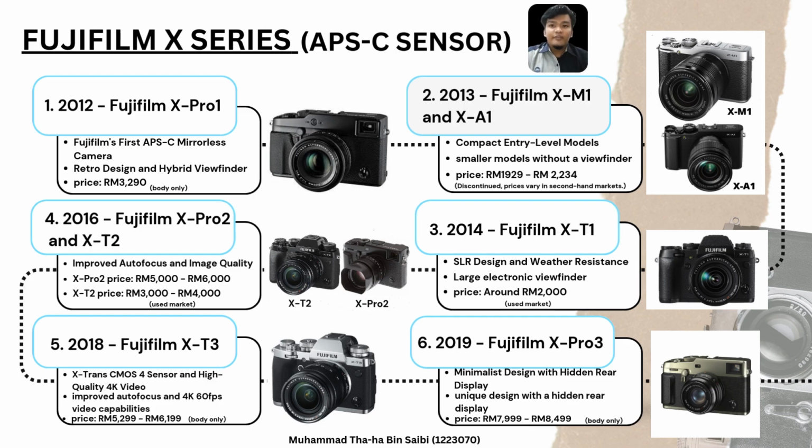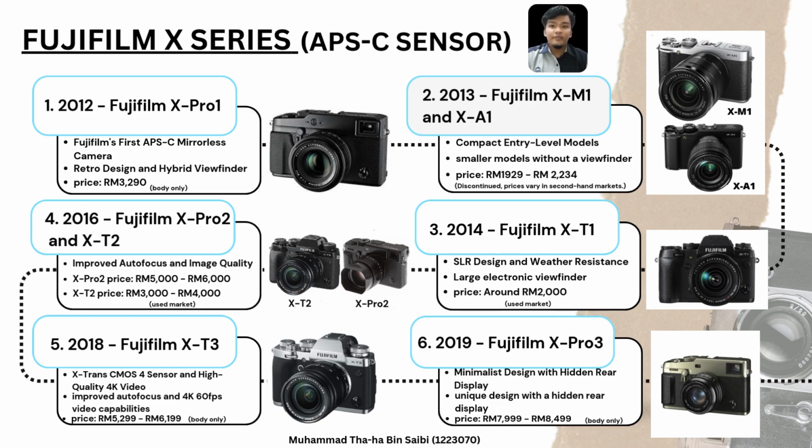Next is Fujifilm X-T1 in the year 2014. This camera has an SLR design and is weather-resistant. This model has a weather-resistant body. It was ideal for photographers working in diverse weather conditions.